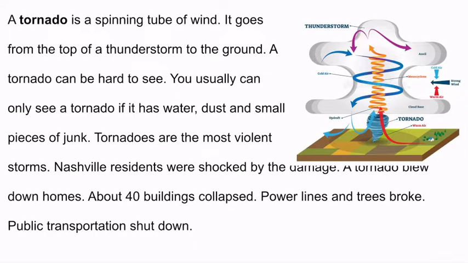A tornado is a spinning tube of wind. It goes from the top of a thunderstorm to the ground. A tornado can be hard to see. You can usually only see a tornado if it has water, dust, and small pieces of junk. Tornadoes are the most violent storms. Nashville residents were shocked by the damage. A tornado blew down homes. About 40 buildings collapsed. Power lines and trees broke. Public transportation shut down.